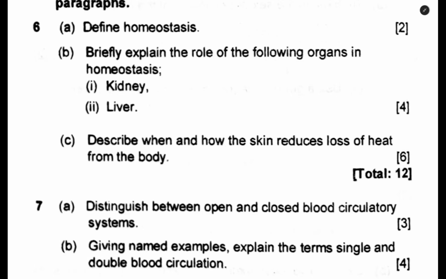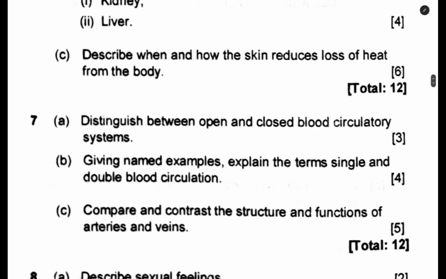Briefly explain the role of the organs in homeostasis. What is the role of the kidney in homeostasis? What about the liver in homeostasis? Then describe when and how the skin reduces loss of heat from the body. So all these, more especially the skin also. The skin, you need to look at the structure of the skin, the parts of the skin, and how they work in regulating that temperature.